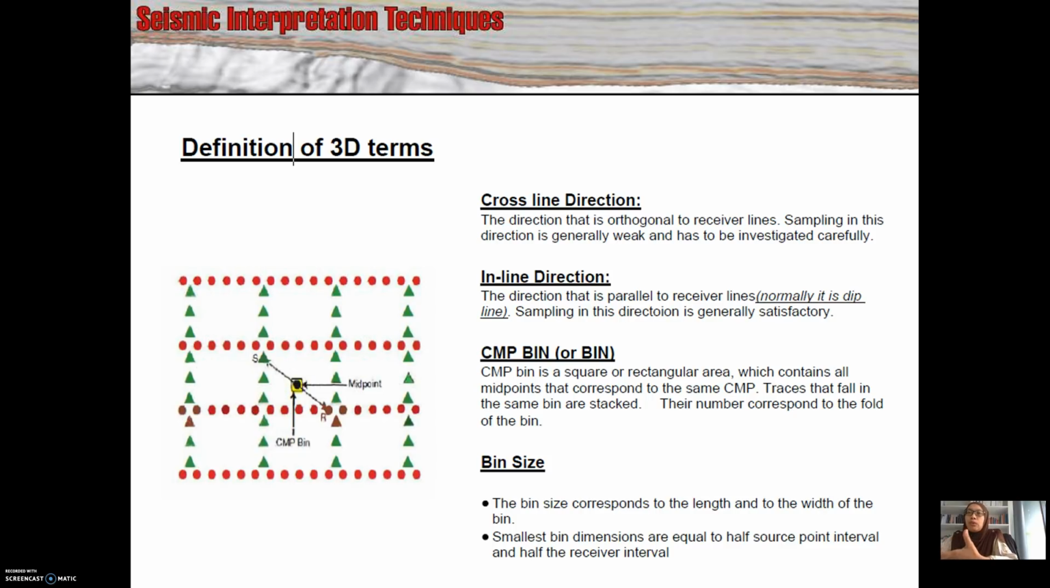Fold of the bin, fold is not something like folding, like an anticline or syncline, but in terms of acquisition, fold refers to the number of traces that have been stored in a particular area, in a particular bin size. The larger the fold, the better the image for that particular location or zone. A bin size corresponds to the length and the width of the bin. The smallest bin dimension is equal to half the source point interval. I'm sure you have learned this in seismic methods, right? So this is just a kind of revision for you.